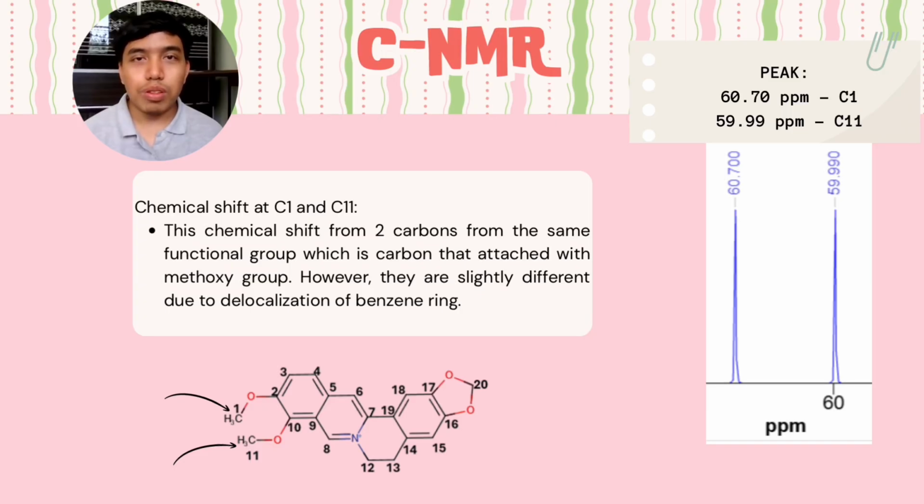Next, we move to the methyl-C region. In this region, we can find two signals that are very close together. First, carbon 1 at 60.70 ppm, and second, carbon 11 at 59.99 ppm. While they belong to the same functional group, the delocalization within the benzene ring creates differences in their electronic environments. This allows us to resolve them as two separate peaks.